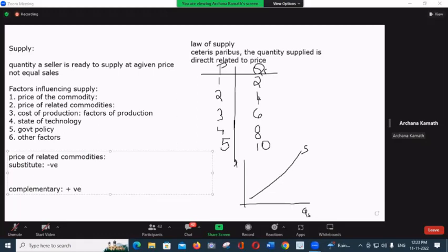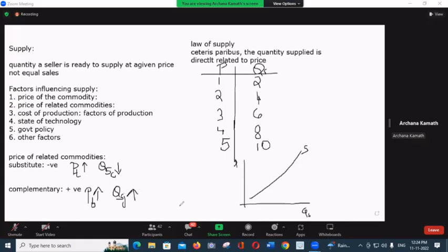Okay, see, when price of tea increases, quantity supplied of coffee falls. That is the reason why we are having negative relationship between substitute goods. Substitute goods of tea and coffee. Complementary goods is when price of bread increases, quantity supplied of jam also increases.